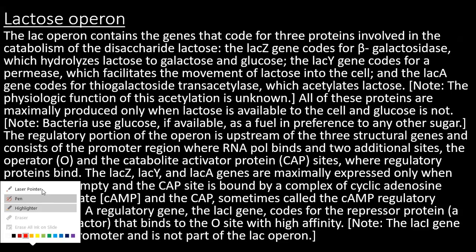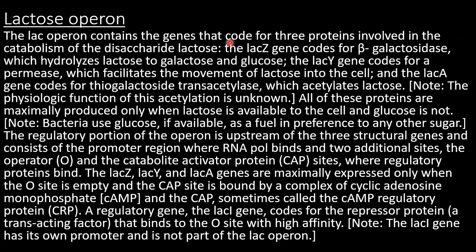Now, let's look at the Lac operon, which contains the genes that code for three proteins involved in the catabolism of lactose. One of these structural genes is the LacZ gene, which codes for beta-galactosidase, which hydrolyzes lactose to galactose and glucose. The LacY gene codes for permease. This permease facilitates the movement of lactose from the environment into the cell. Then the LacA gene codes for thiogalactoside transacetylase, which acetylates lactose, though we don't know the physiologic function of this acetylation.